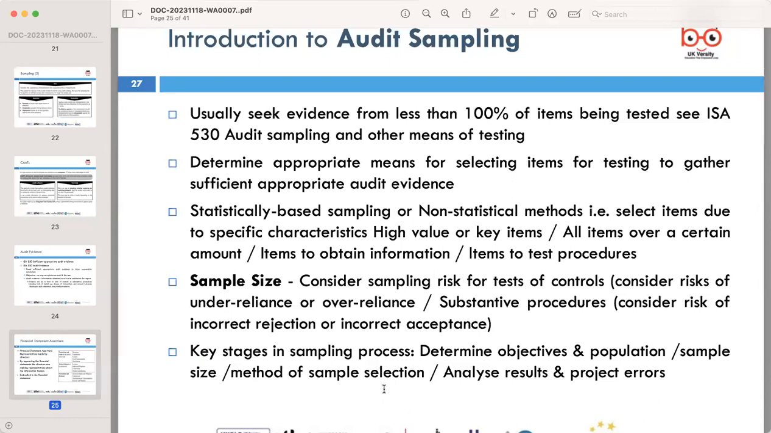Finally, the last one is steps in sampling. We need to know what we are looking for and where to find it. So that's setting our objectives and identifying our population. Then we decide how many items to check, our sample size. After that, we pick our items to check, and it's time to analyze the results.